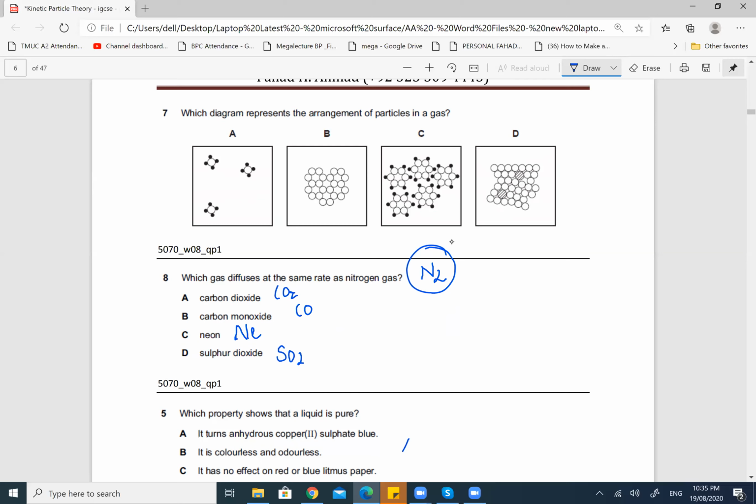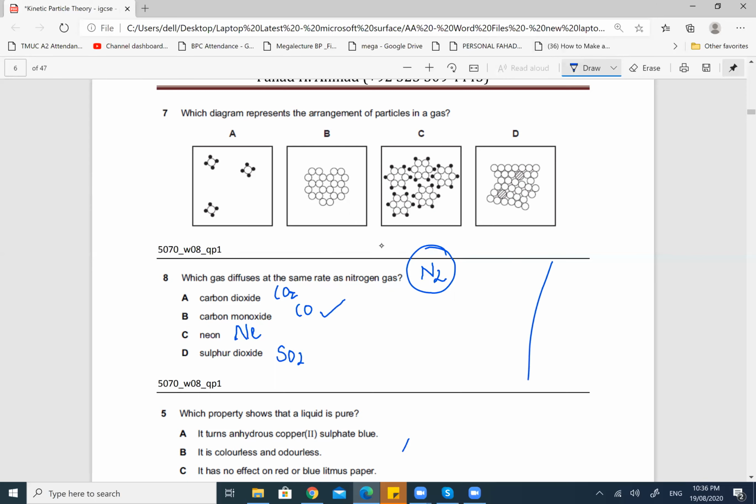C. Neon. Where's neon? 24. SO2, so it will be 24. So 28. Yeah, so it will be carbon monoxide, B, because they're both equal 28. Okay, that's fine.